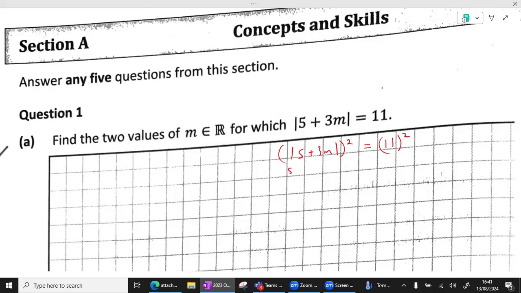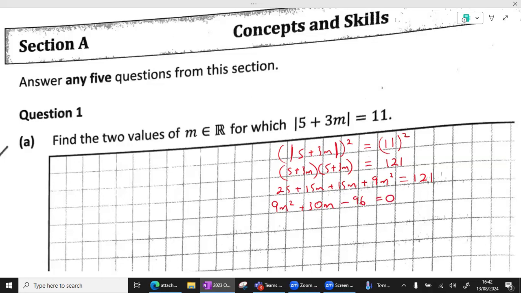So we're going to square this out, (5 plus 3m)(5 plus 3m). So we're essentially writing out the absolute value twice, and that's 121. So this is 25 plus 15m plus 15m plus 9m squared equals 121. So we're going to bring it all to one side: 9m squared plus 30m, and then we have 25 take 121. So 25 take 121 leaves us with minus 96 equals 0.